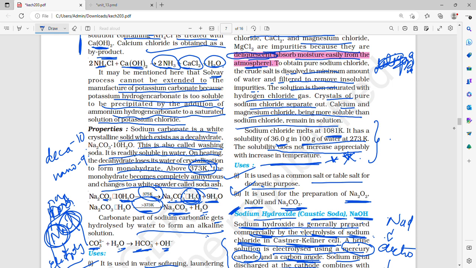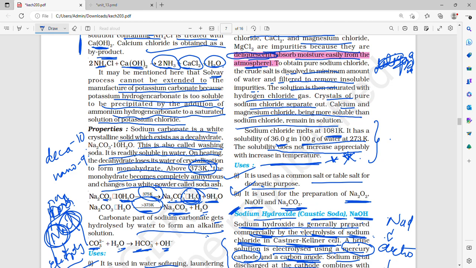That reaction is also written: ammonium chloride on reaction with calcium hydroxide gives ammonia, calcium chloride and water. It may be mentioned here that Solvay process cannot be extended to potassium. Why? Potassium carbonate can't be manufactured by Solvay process, because potassium hydrogen carbonate is too soluble to be precipitated by the addition of ammonium hydrogen carbonate to a saturated solution of potassium chloride. So we cannot get potassium.